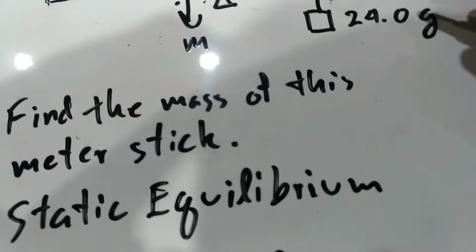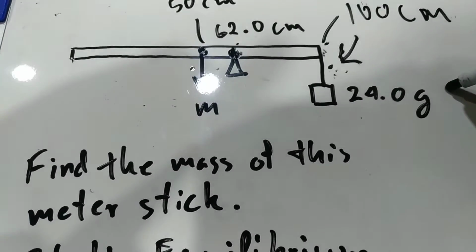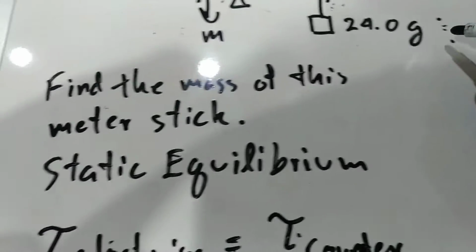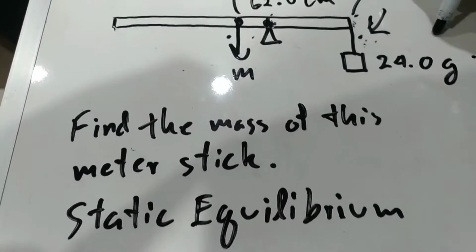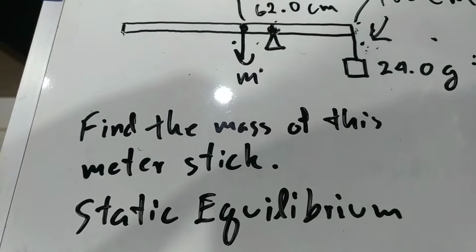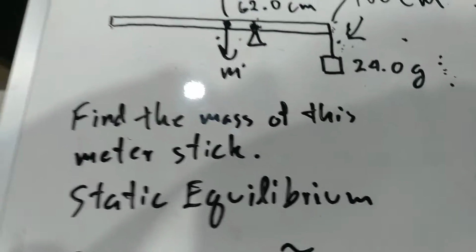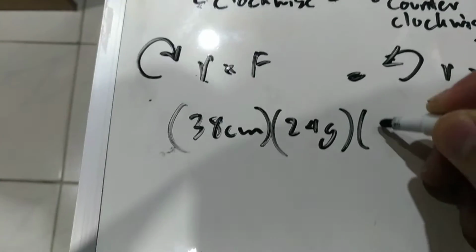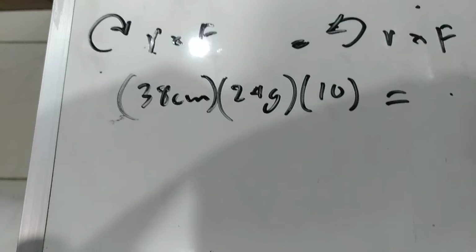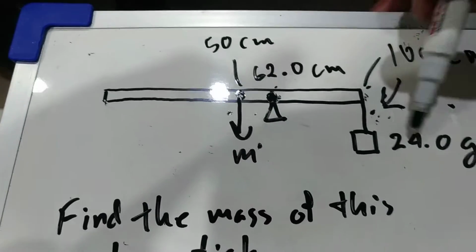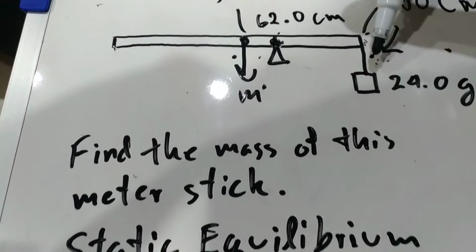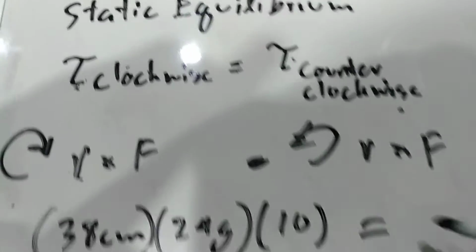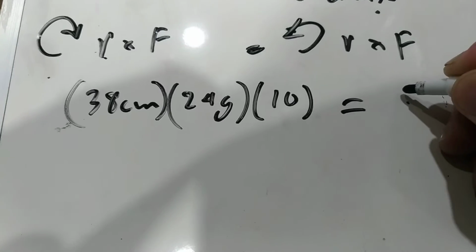So the F is, we have 24 gram. So let's multiply by 10 to get the weight, because you want everything here to be weight. This is mass. Remember, mass times gravity equals the weight. So mg, 24 gram times 10. So you have only one mass that will cause clockwise motion, and you have another mass that will cause counterclockwise motion, which is m.